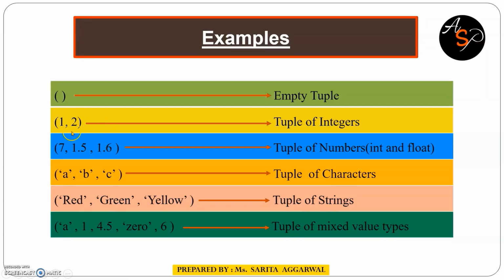Next is, this is a tuple of numbers. Number means it can be an integer or it can be a float. Here are 3 elements in which first element is of integer type and last 2 elements कैसे हैं? Are float type. And this is a tuple of characters.